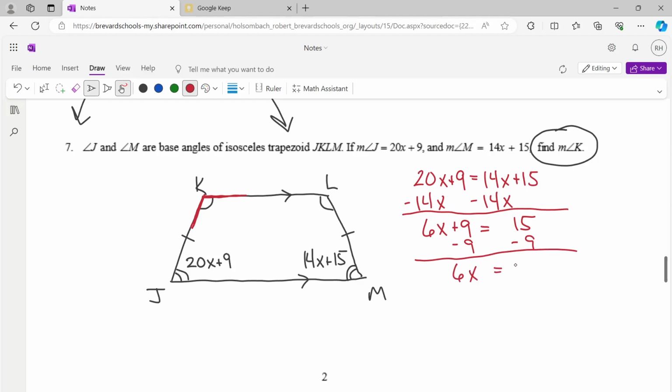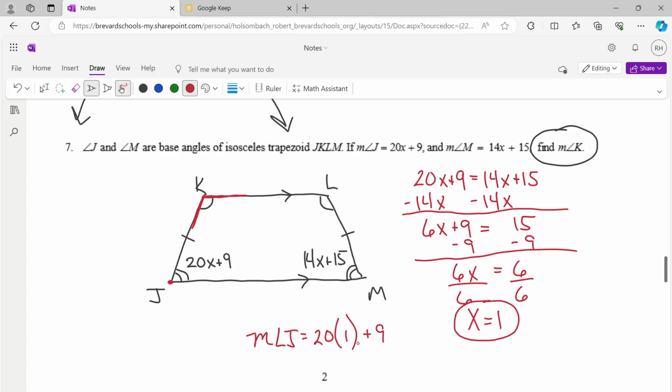6x is equal to 6. And then divide each side by 6. So what we get here is an x value that's equal to 1. With the x value that's equal to 1, we can find the measure of angle J. The measure of angle J is equal to 20 times 1 plus 9. And 20 times 1 plus 9 is 29. So this angle down here, angle J, is 29 degrees.